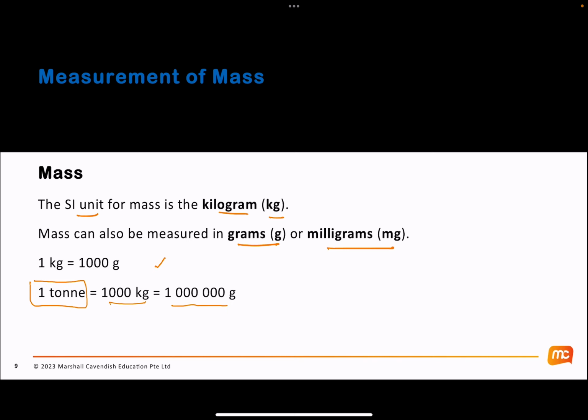So sometimes I actually ask my students, do you know what is the heaviest noodle on earth? Any guesses for that?